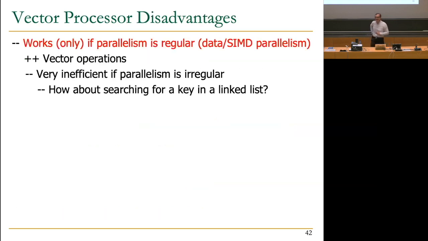Of course, there's a disadvantage. Like every idea, we have downsides and upsides, and the huge downside of vector processors is it doesn't always work, right? It works if parallelism is regular, data and SIMD parallelism. If you can fit your parallelism to this paradigm, it works nicely, meaning vector operations. But unfortunately, it's very, very inefficient if parallelism is irregular, like some of the programs that we have looked at. If you're searching for a key in a linked list, lots of dependencies, and you cannot parallelize very well, too bad. So you need to know if you can vectorize the program. We're going to talk about vectorizable loops. So your loops need to be vectorizable for this to work.